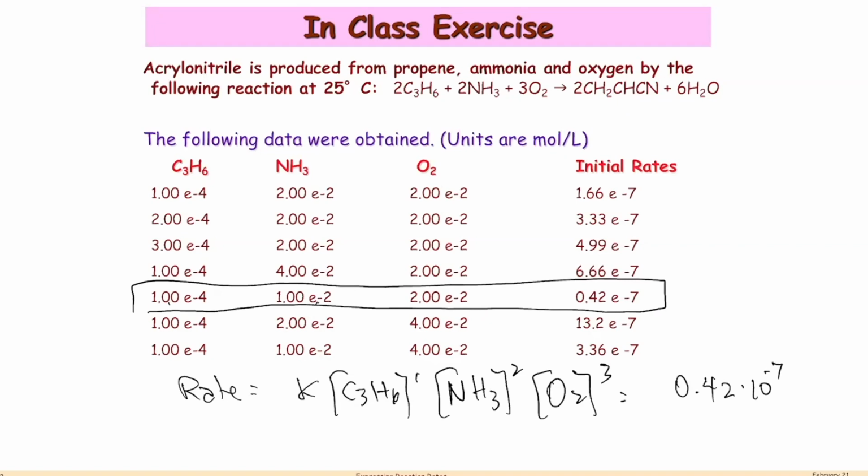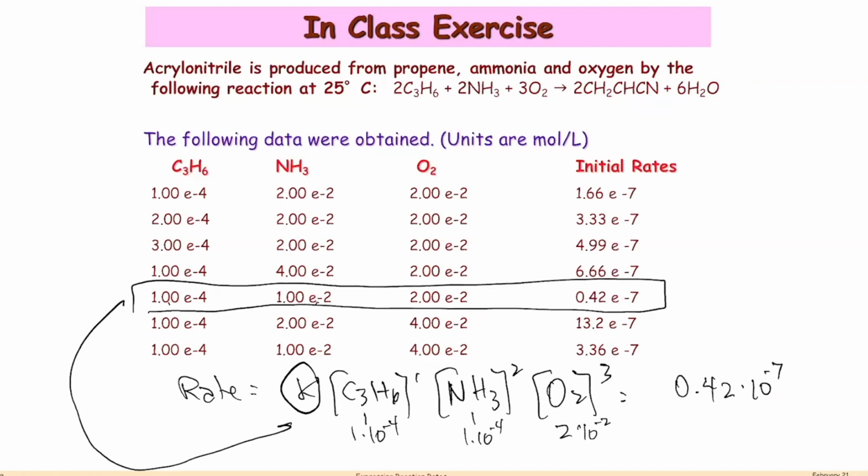Okay. Now what I'm going to do is plug in values here. That'll be 1 times 10 to the minus 4. That's 1 times 10 to the minus 4. And that's 2 times 10 to the minus 2. Because I have values for all of this except for K, I can solve for K. Remember that I'm selecting this experiment to plug in for my concentrations. Now, if you select another experiment, then those are the concentrations that you would be using, and you would use the rates that correspond to that particular experiment that you select.